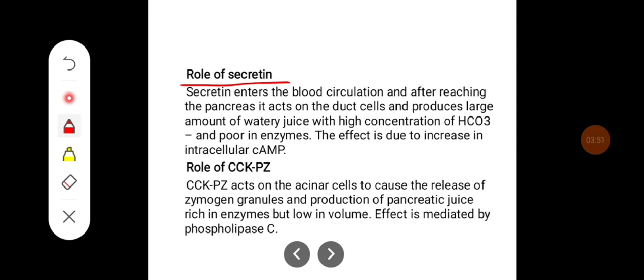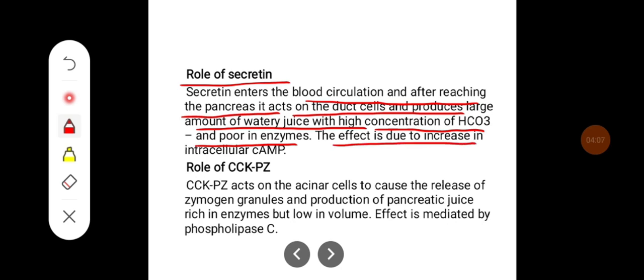You see the role of secretin. The secretin enters the blood circulation after reaching the pancreas. It acts on the duct cells and produces a large amount of watery juice with a high concentration of bicarbonate and poor in enzymes. The effect is due to the increase in the intracellular cyclic AMP.